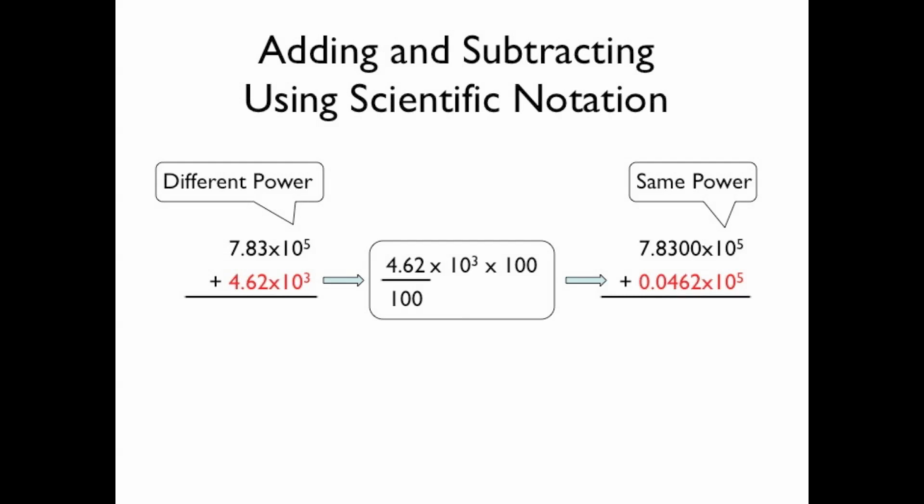So 4.62 times 10 to the 3rd is the same as 0.0462 times 10 to the 5th. Now that the exponents are the same, you can add 7.83 to 0.0462. You get 7.8762. Since they both have the same exponent, you can continue to use the 10 to the 5th.